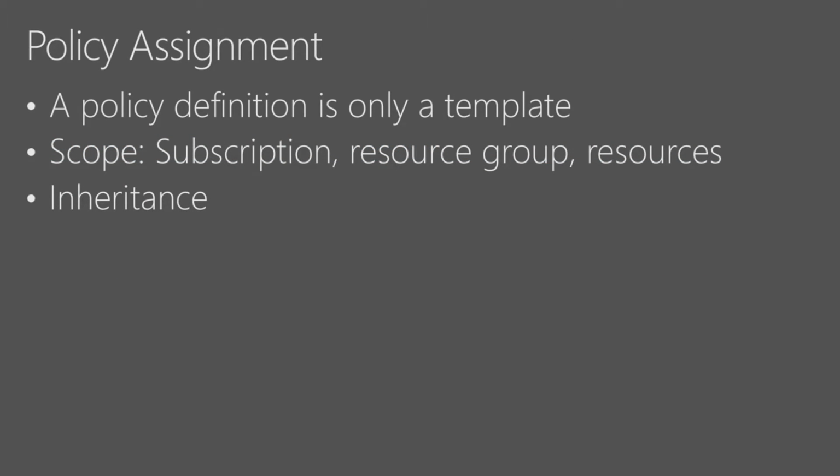Assuming now you have a policy that defines everything, it's important to notice that a policy definition is only a template. To make it effective, you have to assign it to a particular scope. The scope can be subscription, resource group, or the resources. We see most commonly people are using subscription, and then the resource group, depending on whether you want to do micromanagement or macromanagement. It also has a similar inheritance for policy.